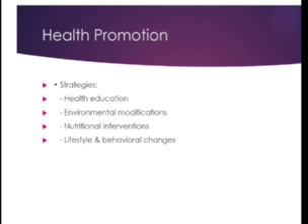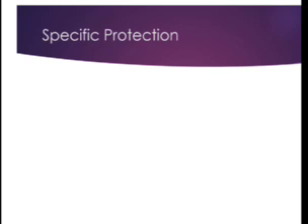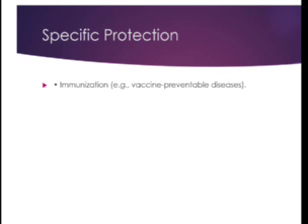So health promotion can be achieved by these four steps: health education, environmental modifications, nutrition intervention, and lifestyle modification. Then specific protection. Specifically, we try to protect somebody against specific diseases, like immunization against vaccine preventable diseases. Immunization against polio will protect you against polio. Immunization against measles will protect you against measles. Immunization against hepatitis B will protect you against hepatitis B. So this way you protect a person from some specific diseases. That is called specific protection.